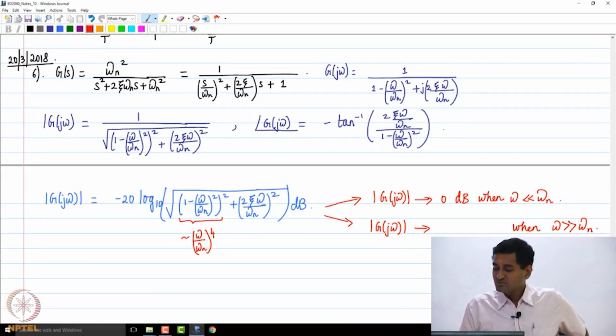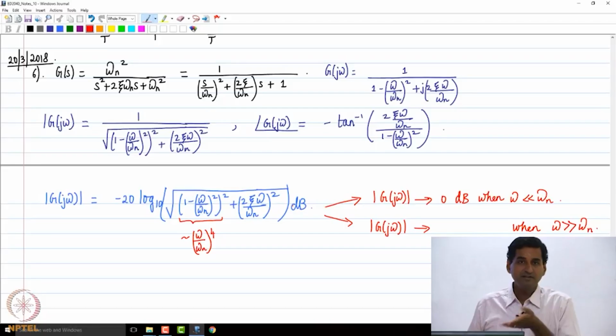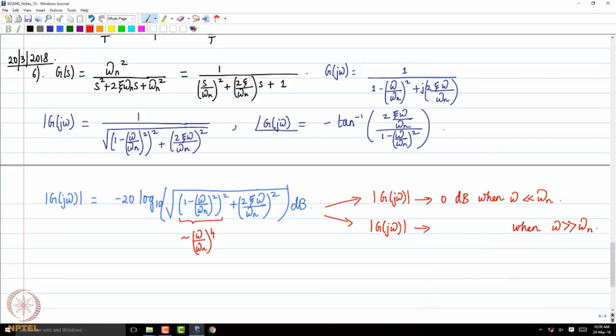The second term is 2 zeta omega by omega n whole square. Now which term is going to dominate? First term, right? Omega by omega n to the power 4. So when you take the square root of omega by omega n to the power 4, we get omega by omega n whole square, right? Then if I take the logarithm of that, what will I get? I am going to get minus 40 log to the base 10 omega divided by omega n.